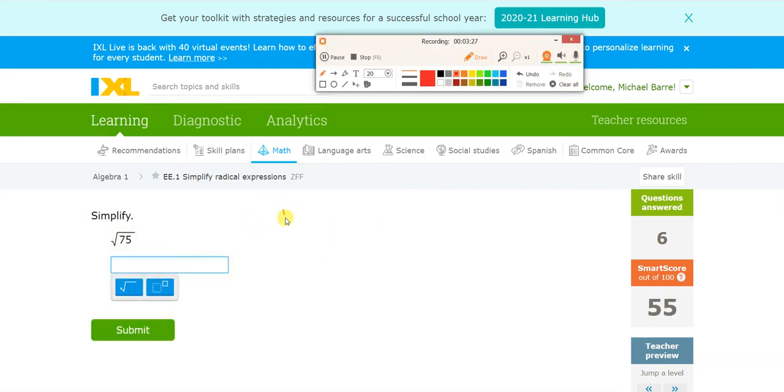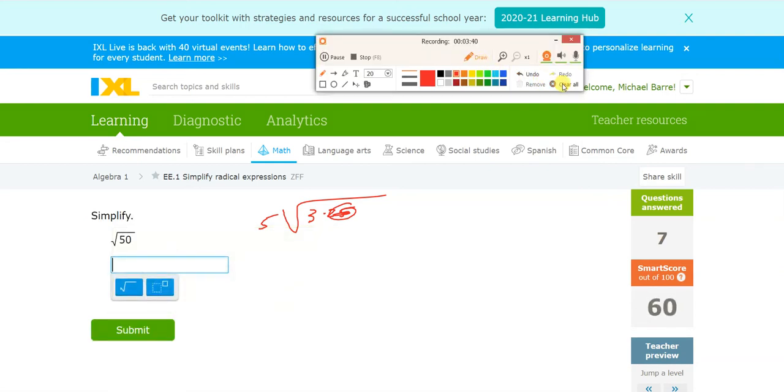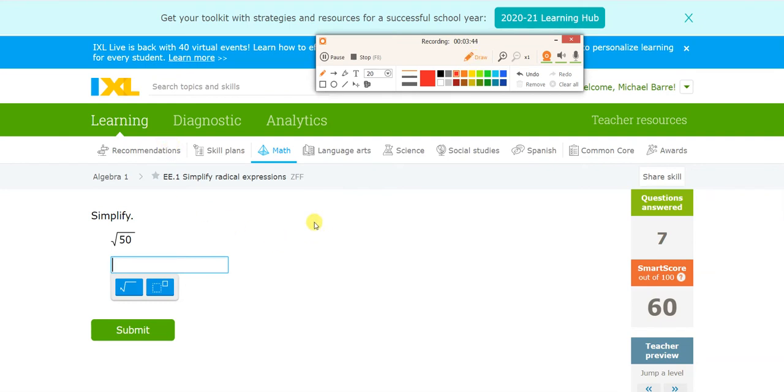Square root of 75, that's 3 times 25. Square root of 25 is 5, so 5 square root of 3. 50, that's 2 times 25. Square root of 25 is 5, so it's 5 square root of 2.